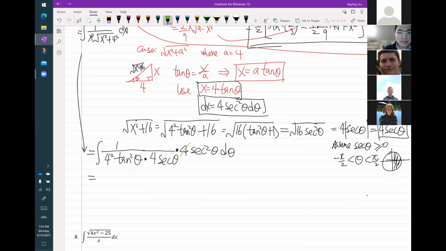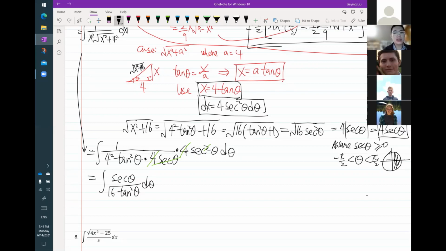So I'm going to cancel the 4 and simplify the secant from the secant squared. That will give me, integrating, secant theta in the numerator and 16 tangent squared theta d theta. So what do we do from here?